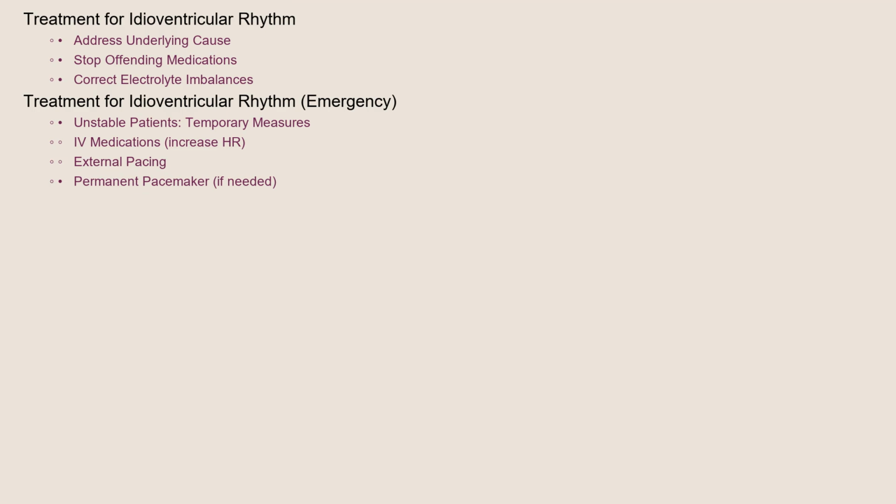If it's caused by medication, the medication should be stopped. If it's related to electrolyte imbalances, those imbalances need to be corrected. In emergency situations, such as when the patient is unstable, temporary measures like intravenous medications to increase heart rate, or even external pacing, might be necessary. In some cases, a permanent pacemaker may be required to provide a stable and reliable heart rhythm.